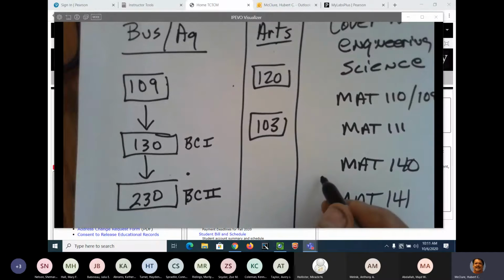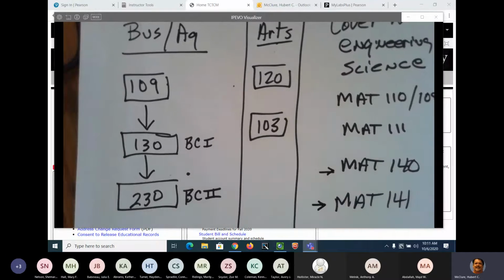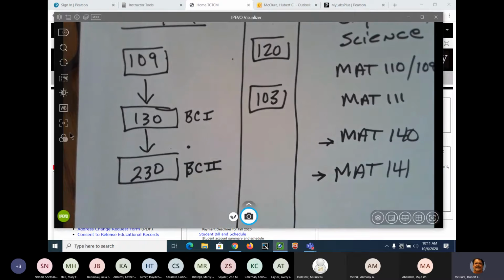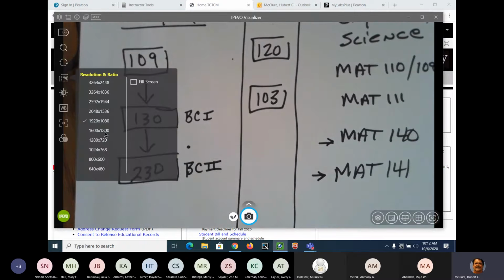Most people cut off at either these two. Like a computer science major, they only need 140. Biology, they only need 141. For math, physics, and engineering, they have to go all the way up to DiffEq. I hope this is helping some of y'all, because that's why I'm doing it.